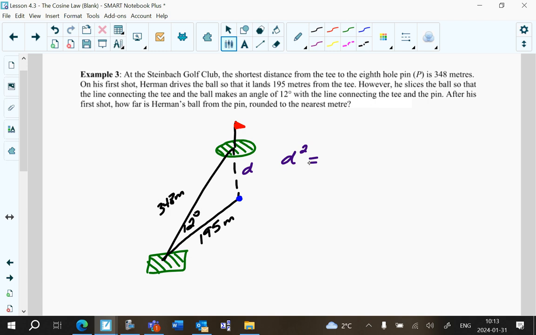Tell me what to put in. d squared equals 195 squared, plus the big number, 348 squared, minus 2 times 348 times 195 times cos of 12 degrees.